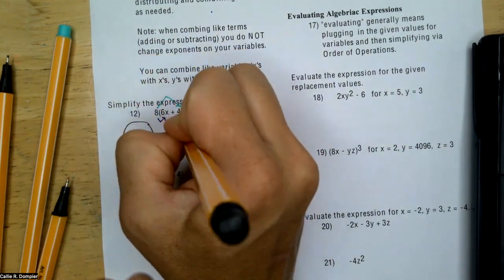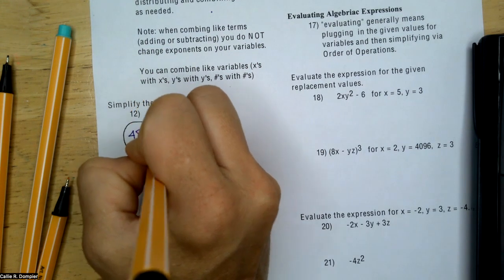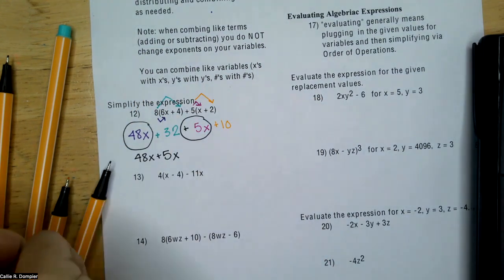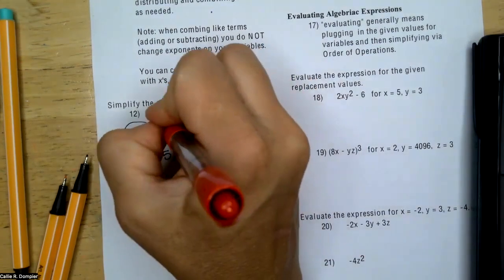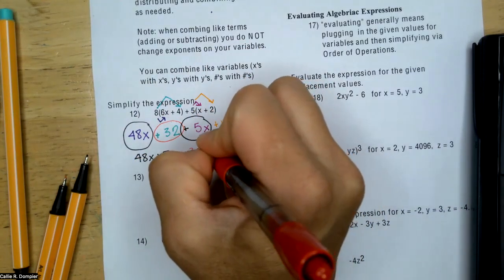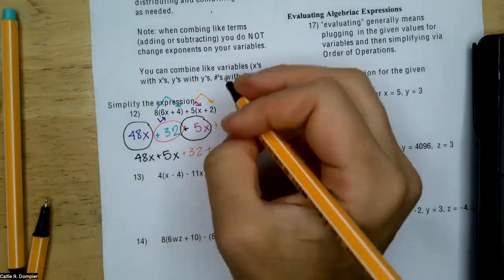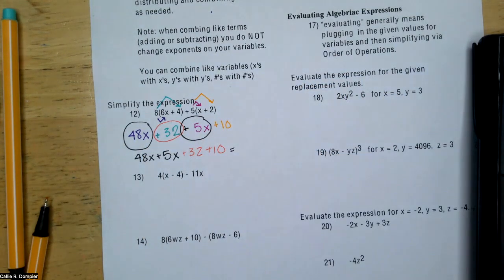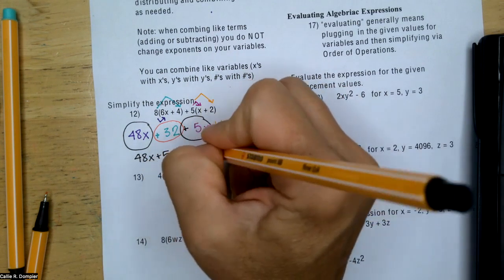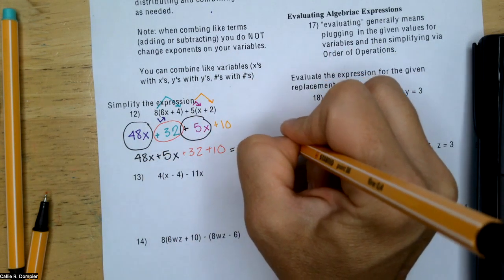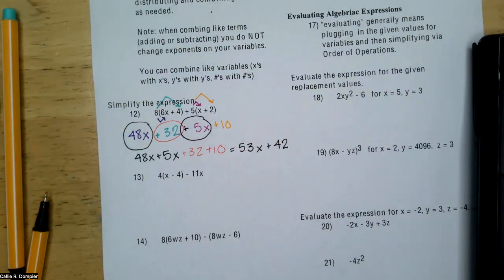48x and a positive 5x, and then positive 32 and 10. 48 and 5. So now I have 48 x's and I'm going to combine them with 5 x's. So imagine 48 x's running around and 5 x's running around. And if you put them together, you get 53x. And then 32 and 10 is 42. That was distributing and then combining like terms.